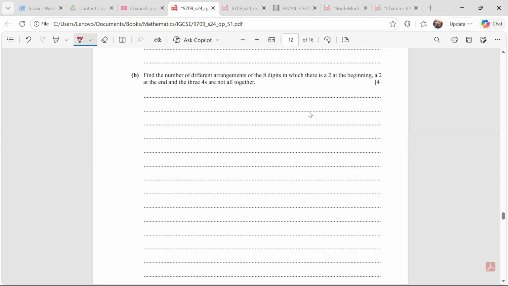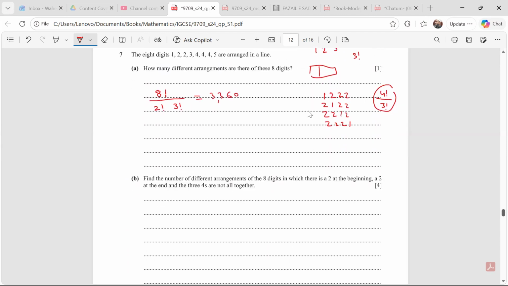Okay, so let's move on to the next question. Find the number of different arrangements of these eight digits in which there is a 2 at the beginning, a 2 at the end, and the three 4s are not all together. This is interesting. So now I have eight numbers. The first one has to be 2, the last one has to be 2. So now what choice do I have? I have to worry about 1, 3, 4, 4, 4, and 5. So how many ways can this be arranged?